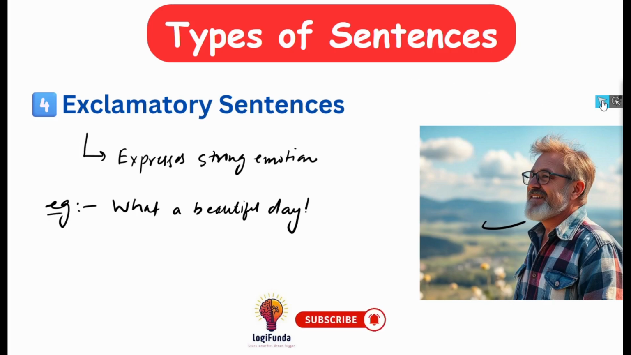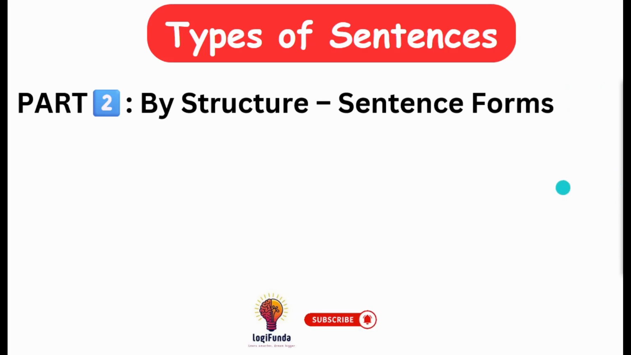Okay, so by structure, how many types of sentences are there? By structure we have basically four types of sentences here. So the first one, we have the simple sentence.